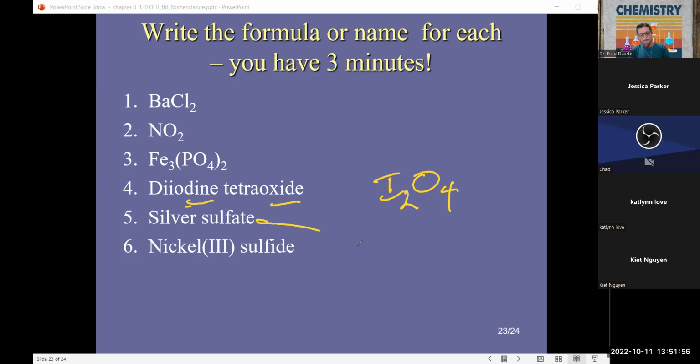Silver sulfate. Well, silver always has a +1. It is a group one element, one of the sweet 16. And the sulfate, not sulfite, the sulfate, ATE, should send you to the polyatomic table. And you would see that that is a SO4 -2. I need 2 silvers for every sulfate, so the formula becomes Ag2SO4.